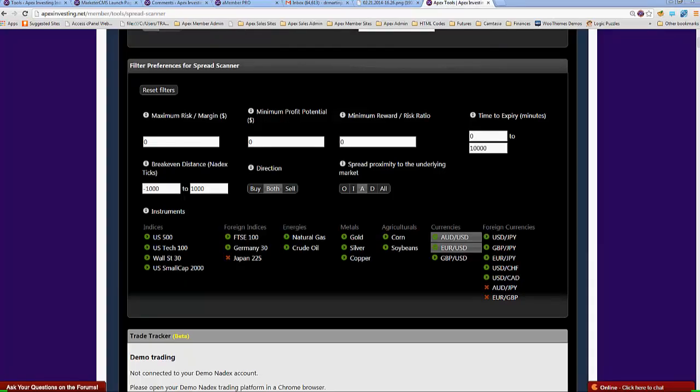And then I go, okay, I want to be able to make at least a 0.5 to 1 risk-reward ratio there. That'll narrow some down. And then these only have 40 minutes. But maybe I want more time. Okay, maybe I want till the end of the day. Then I can narrow it down even further.